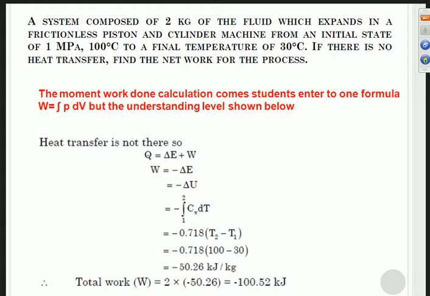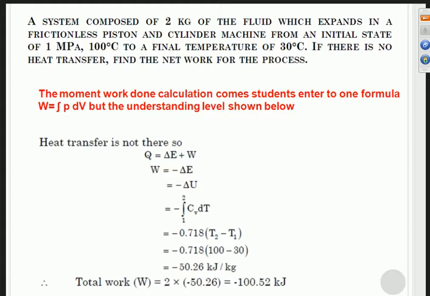It is given that you are dealing with the first law of thermodynamics, which states that Q is equal to delta E plus W. Here there is no heat transfer, so Q is 0. So W is equal to minus delta E, which you can rewrite as minus dU, which is nothing but a change in internal energy. The internal energy here corresponds to U is equal to Cv delta T. So integral 1 to 2 Cv dT comes into the picture.